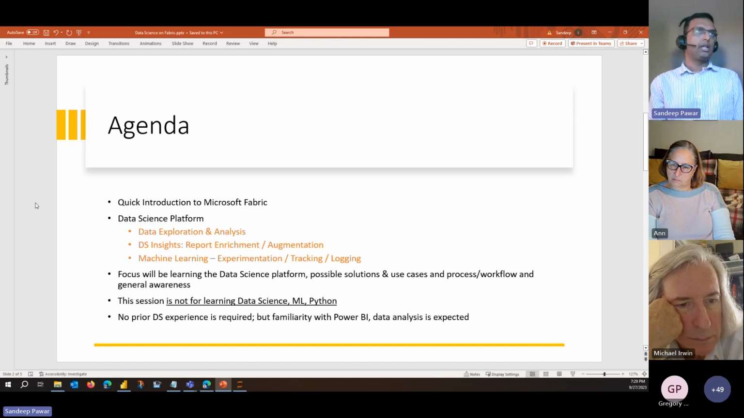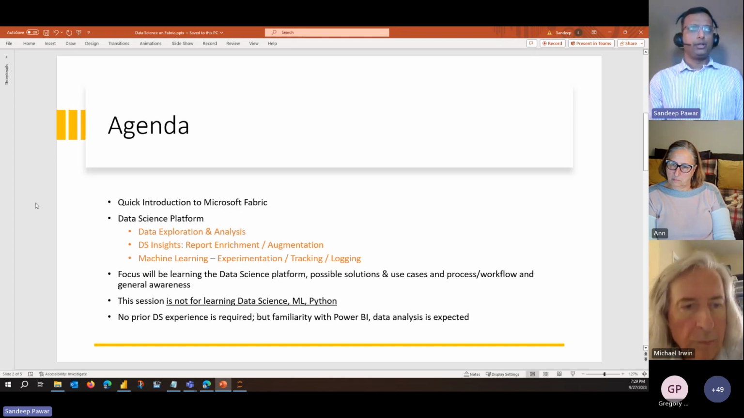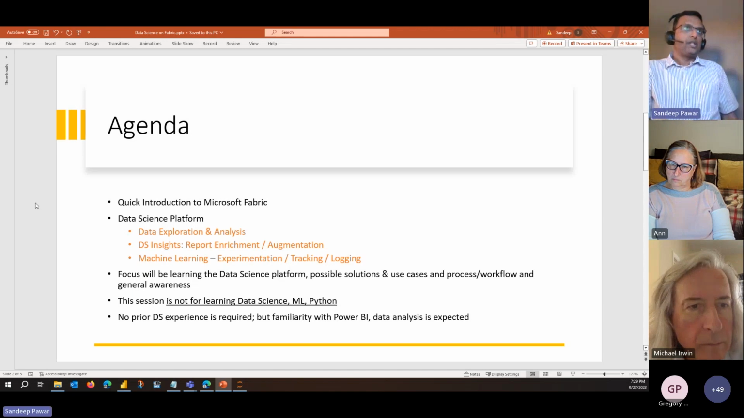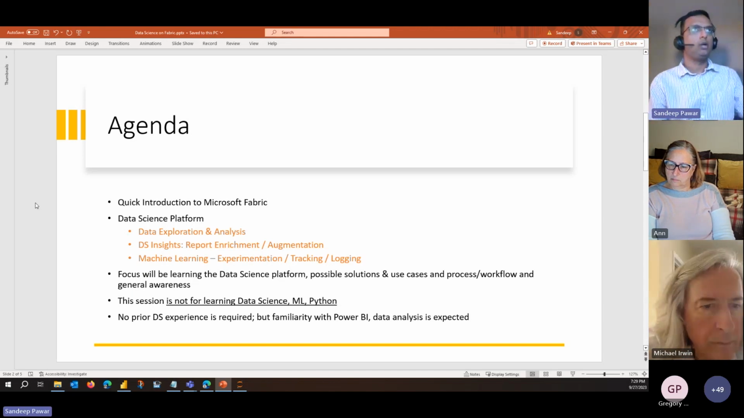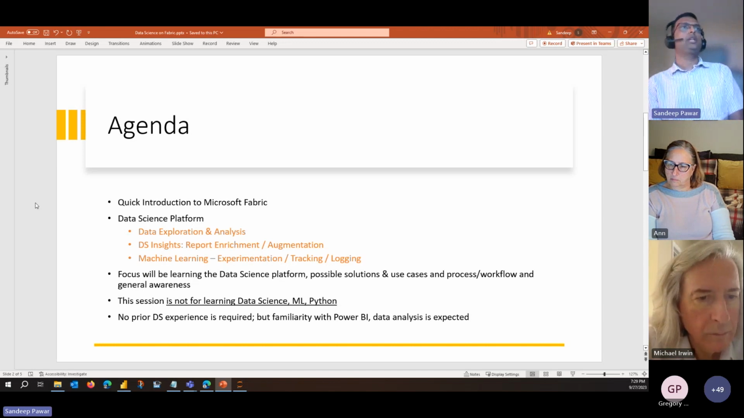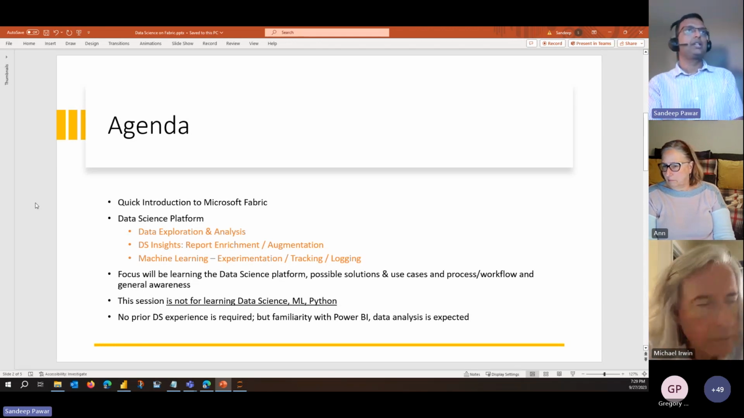For the topic today, the data science platform, what Fabric has to offer on that, I'm going to break it into three different aspects. The first is the data exploration and analysis piece of how the Fabric data science platform will help you. Second is the report enrichment and augmentation. We'll look into that. And the third is the machine learning aspect of it.